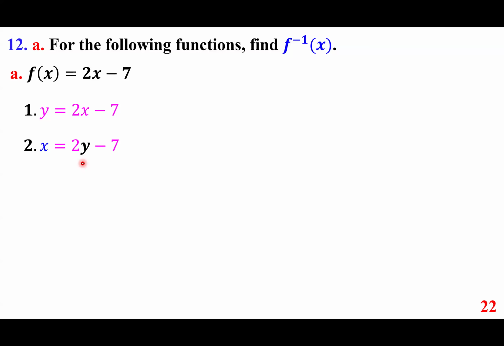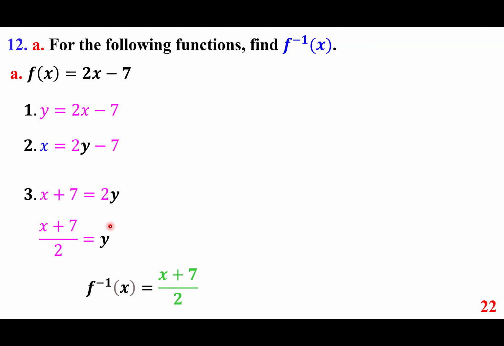However, normally we solve for y. Right here we do have the inverse. So to solve for y, we are going to move the -7 and it becomes +7, and we're going to divide by 2. So y is x plus 7 over 2, and we give it the name f inverse of x is x plus 7 over 2.